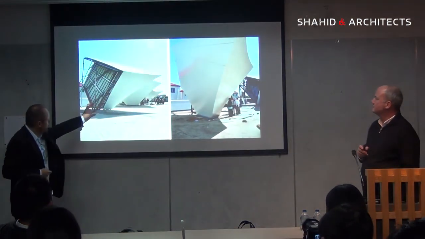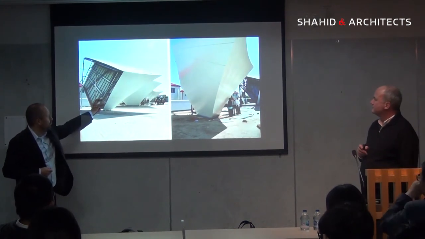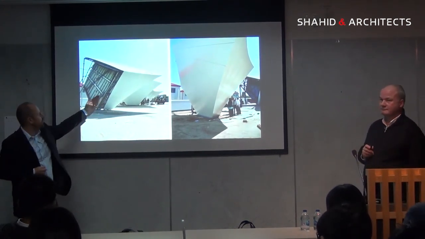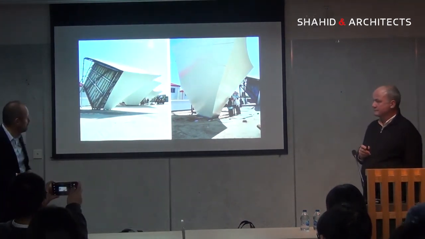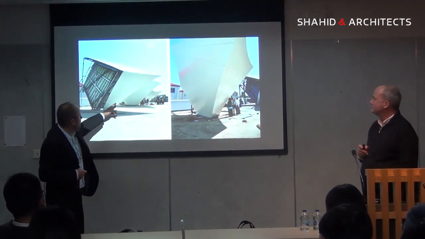And here you can see there's an offset of the cladding, which was allowing us to keep the tolerances of the steel structure and the facade structure. These were the mock-ups we did on site.